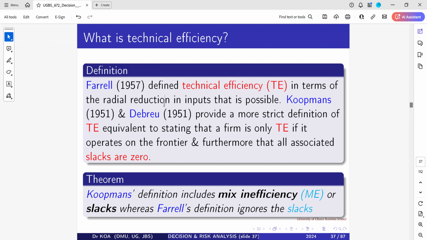Okay, so if I remember, technical efficiency refers to output divided by inputs, like the efficiency given by output divided by inputs.